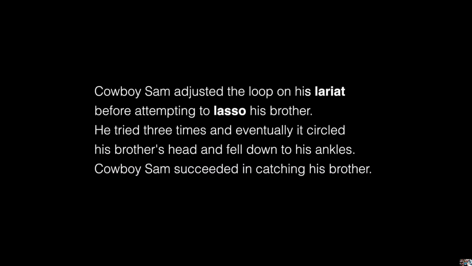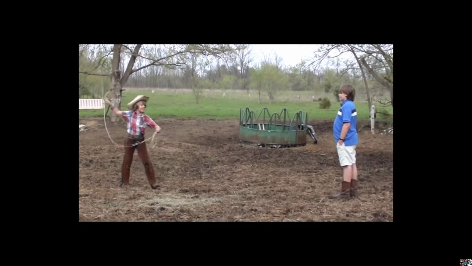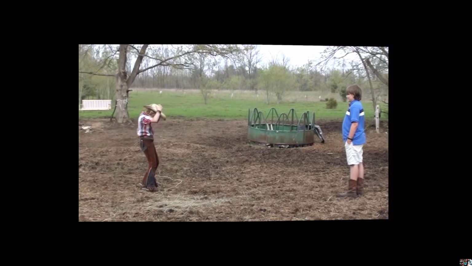Cowboy Sam adjusted the loop on his lariat before attempting to lasso his brother. He tried 3 times and eventually it circled his brother's head and fell down to his ankles. Cowboy Sam succeeded in catching his brother. There are 2 tricky words in these sentences, lariat and lasso. These sentences tell me that Sam caught his brother while attempting to lasso him. I know that cowboys like Sam throw a rope at cattle to catch them. This must be what lasso means, to throw a rope around something.